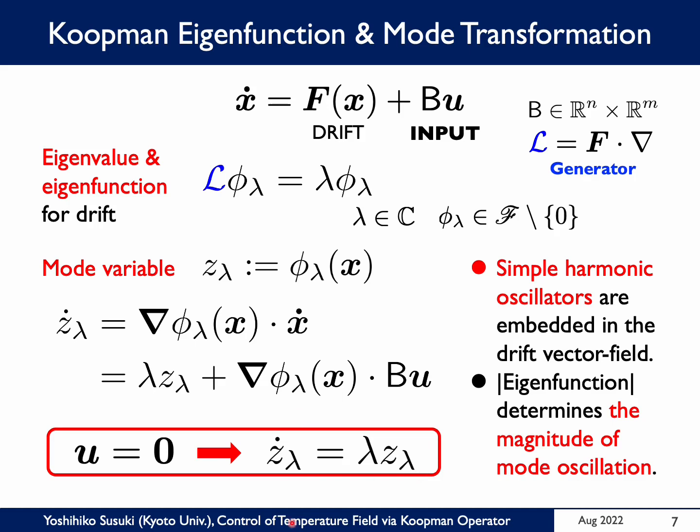The above values of the absolute value of G lambda, the mode variable, determine the magnitude of the associated mode oscillation for the nonlinear systems.